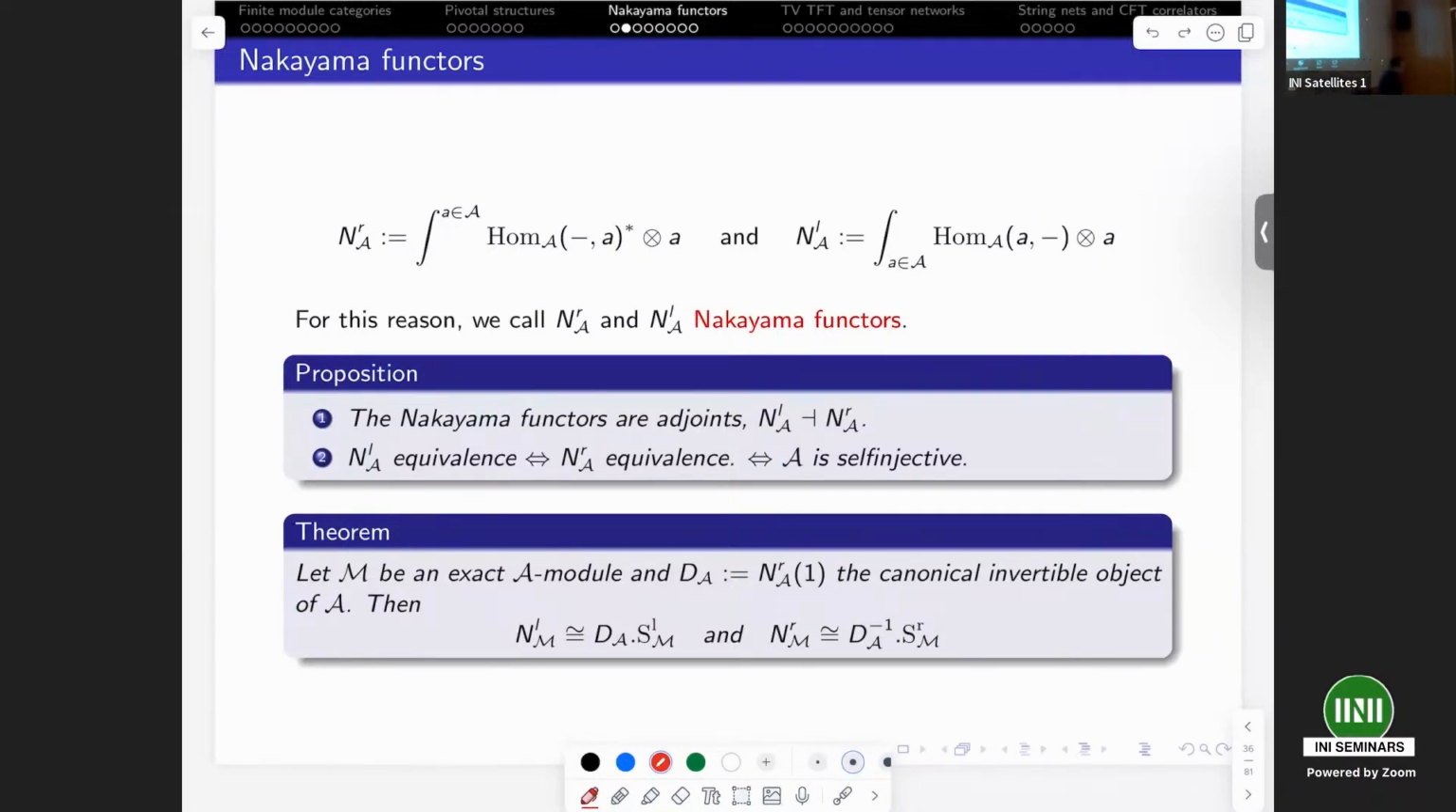Another characterization of this canonical invertible object: take the projective cover of the monoidal unit and take its socle. So it's also very natural, important from the homological algebra point of view. Good. So you see they are again very closely related. The Serre functor is another equivalence, right? The Serre functor is another equivalence. Yes. And does that mean that any exact module category is self-injective? Yes. Okay. Completely clear.